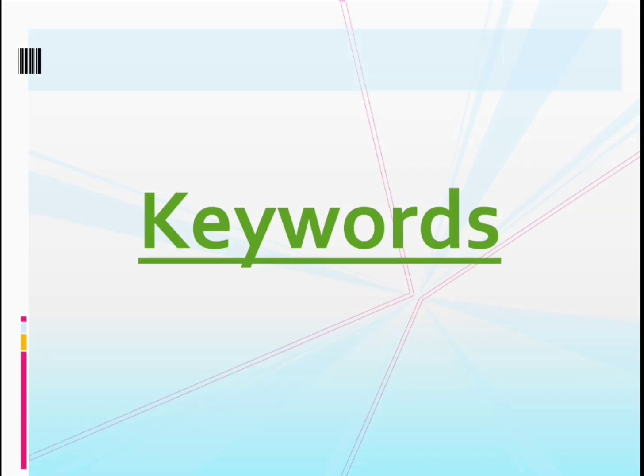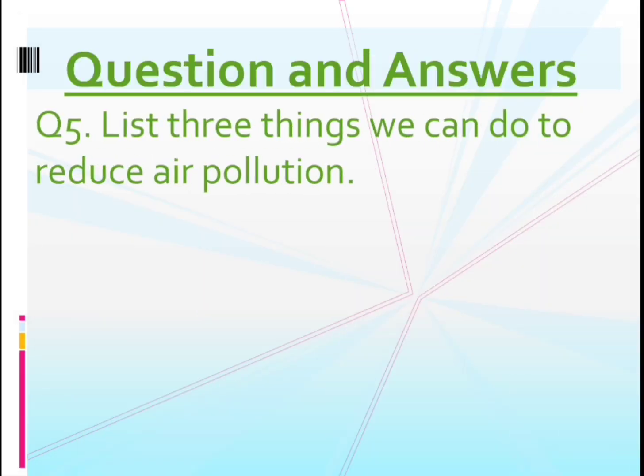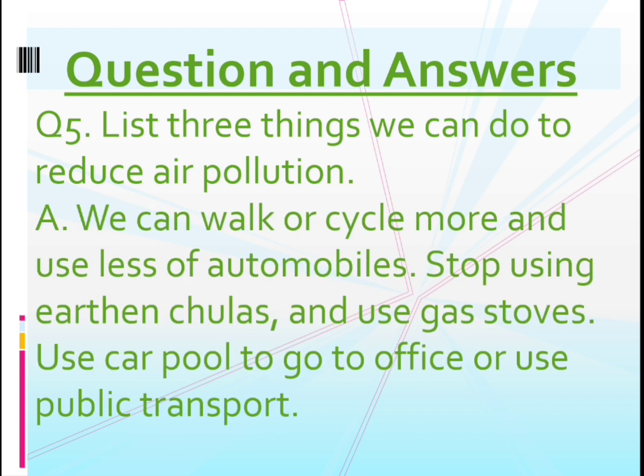Coming to your question answers. List three things we can do to reduce air pollution. So use public transport or use a carpool. Invite others to ride in your vehicle, or walk, or use environmental friendly bikes, that is cycles. With all these, the smoke on the roads will be reduced, by which the air pollution will be reduced. In that you can write any of your choice.